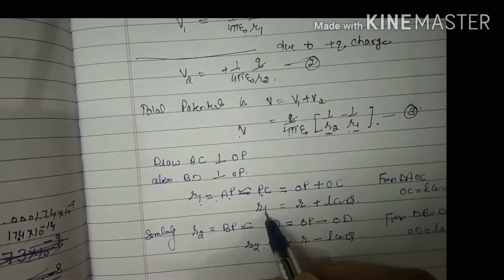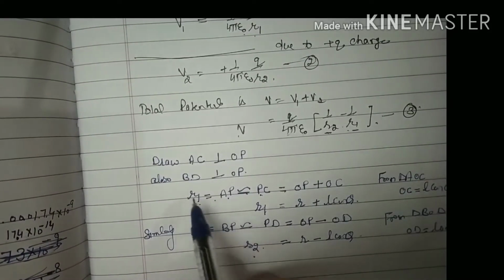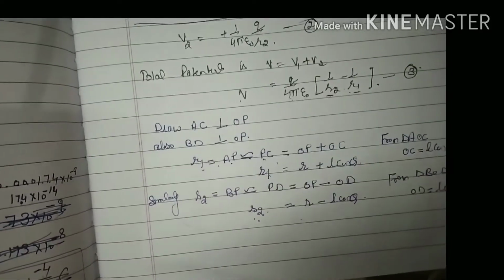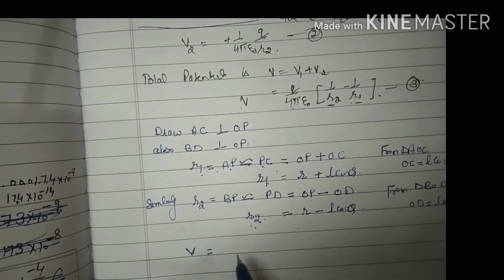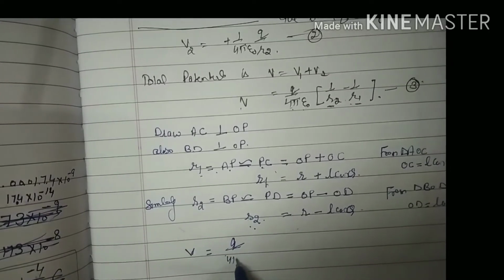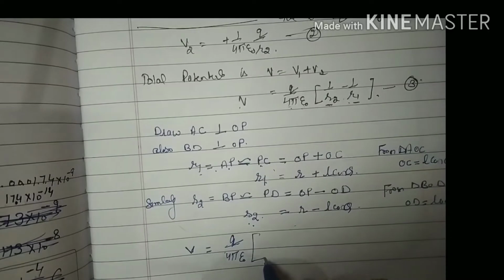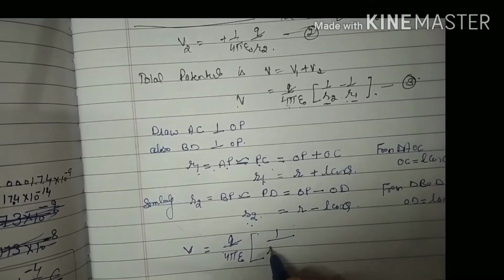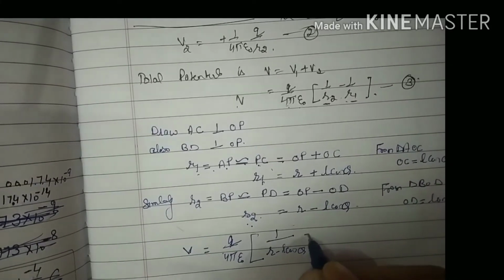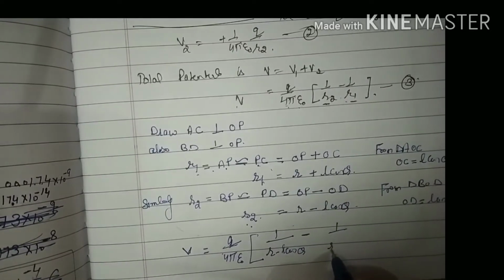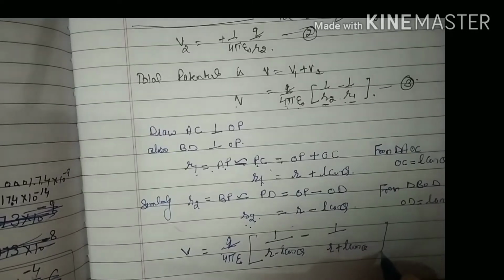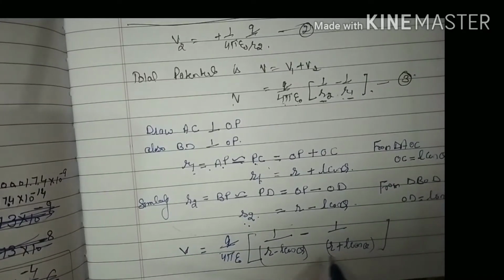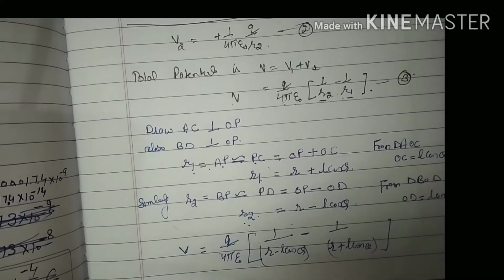Now we will use R1 and R2 in equation number 3. By using this mathematical treatment, we have calculated R1 and R2. Now we put R1 and R2 in equation number 3. So we get V is equal to q upon 4 pi epsilon naught times 1 upon R2, that is R minus L cos theta, minus 1 upon R1, that is R plus L cos theta. Now further we will simplify this equation. Here we take the LCM of these two denominators, and we will solve it further.